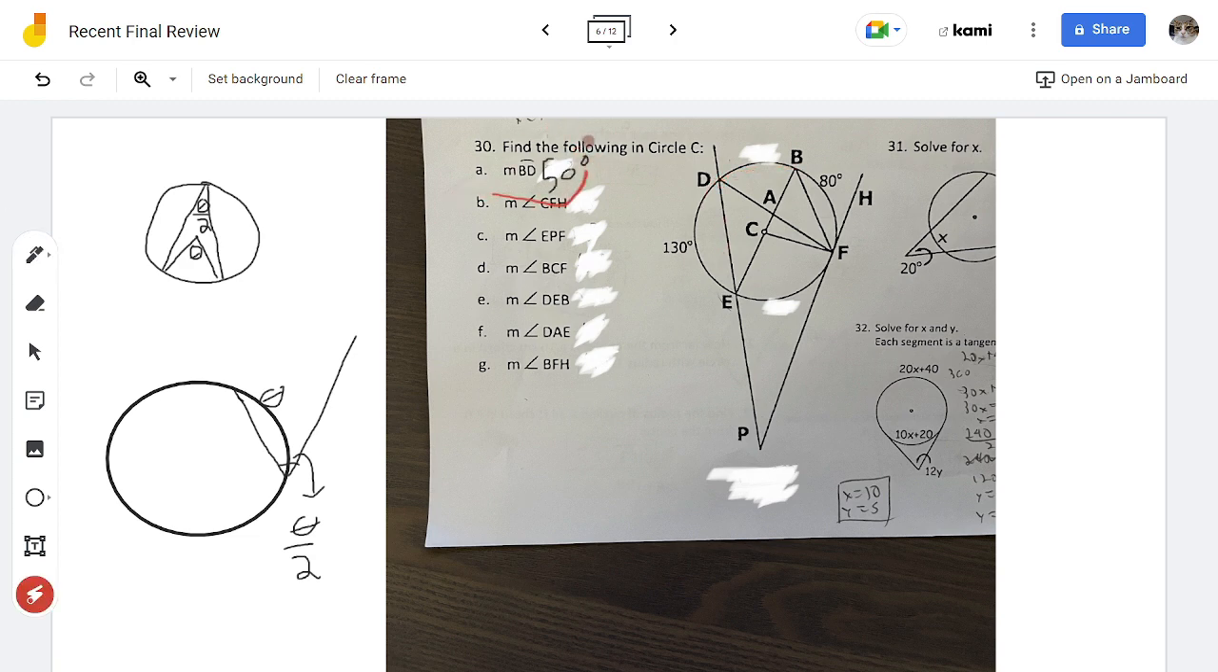After we find this, I'll probably come back to this later, but another important thing to know is this chord tangent thing, right? The angle created by the chord and the tangent will be half of the intercepting arc. So for example, if we want to solve for angle BFH, number 30G down here, the arc that intersects the chord and the tangent is 80 degrees. So this angle will be 40 degrees because it's 80 over 2. It's that simple. And then you can continue on with these problems.